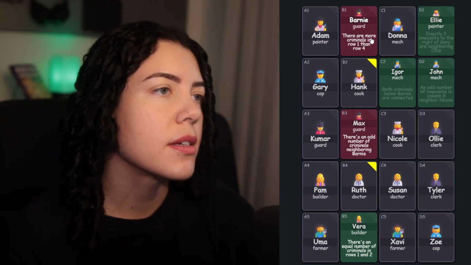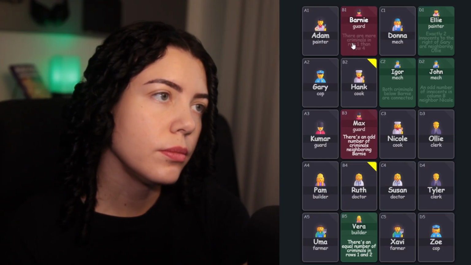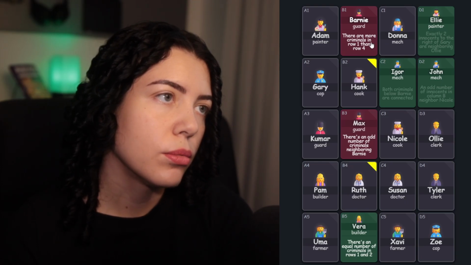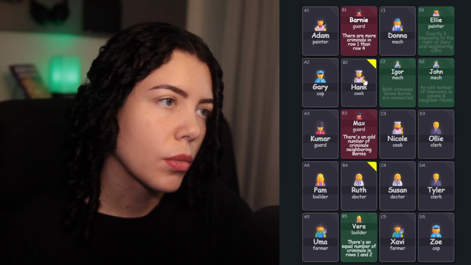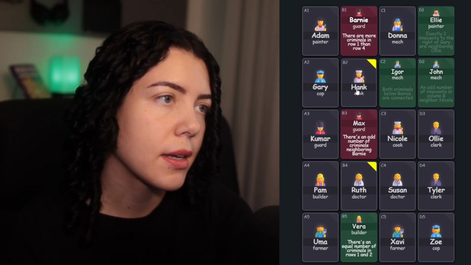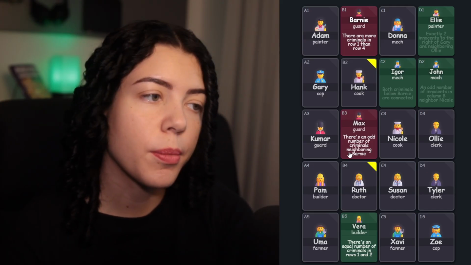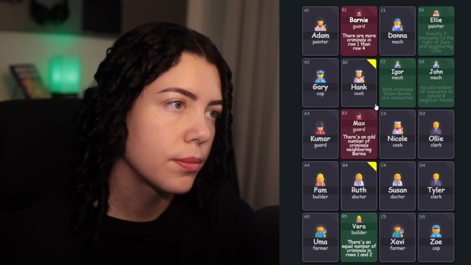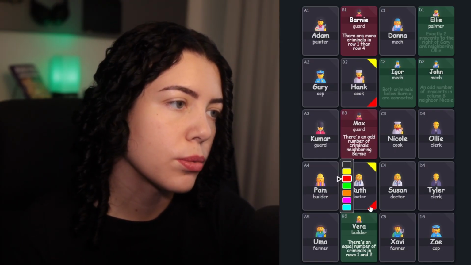Now Barney says there are more criminals in row 1 than row 4. Well, we know there's at least 1 criminal in row 1. Since Hank is in row 2 and his counterpart is in row 4, making him a criminal would make Ruth an innocent.